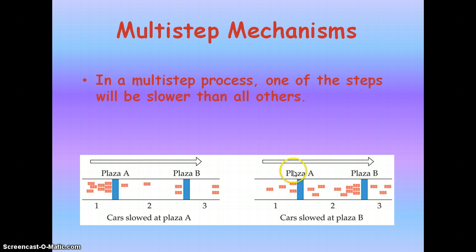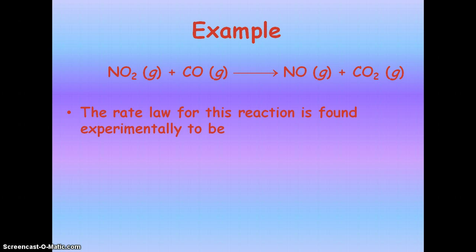Here, they make it past A very easily, then B is where the traffic jam begins. So B determines how quickly they can get through here. And that's what we mean by the slowest step determines the rate. Once you get past that slowest step, the other one is very easy.